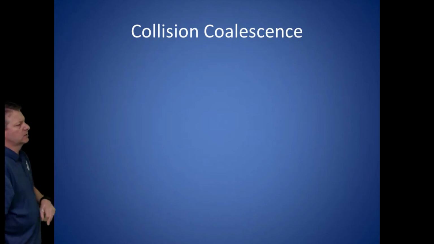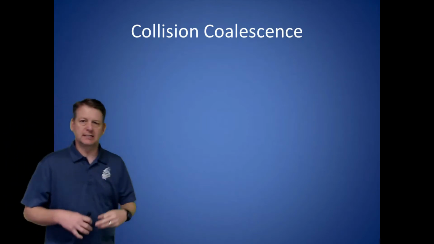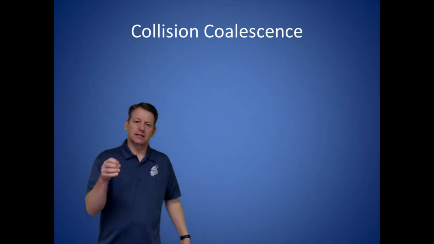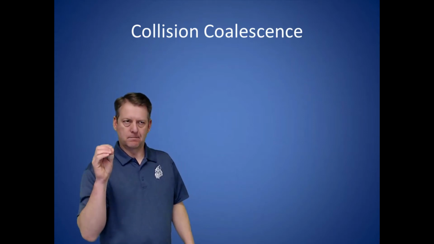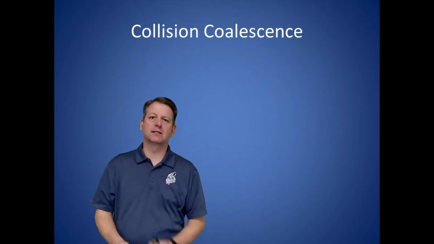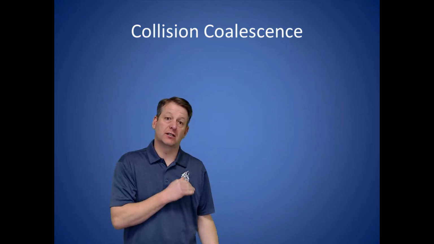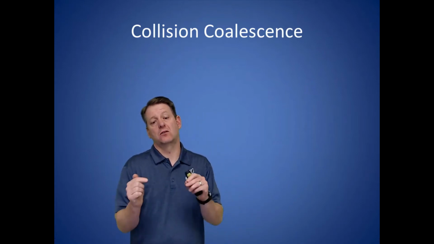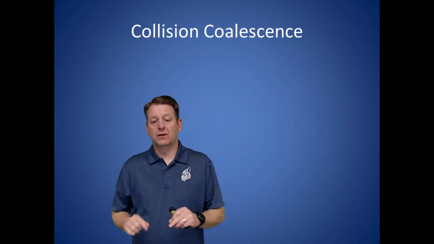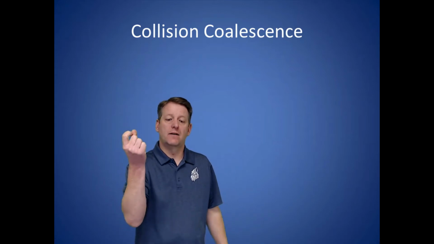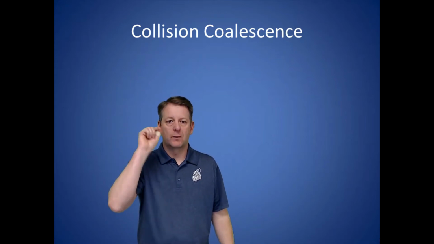Let's take a look at collision coalescence here. Now, collision coalescence is a little bit different. This is a warm process. Okay, so when we have things that are going to precipitate out of the air, we have cold processes that are going to provide snow, which I just showed you, and that's called the Bergeron process. Or we have a warmer process, which is called collision coalescence. And what this is, is when we actually have water droplets that collide into each other.